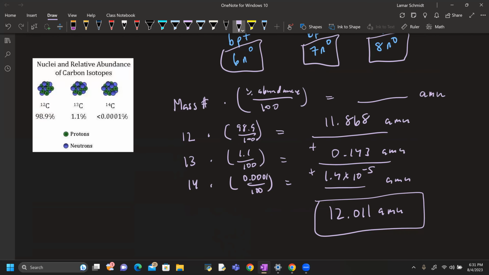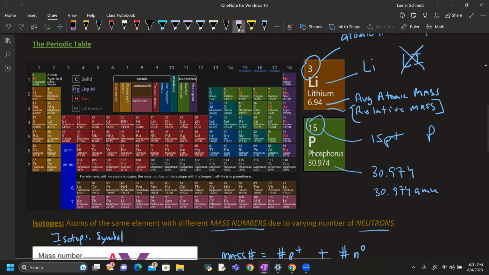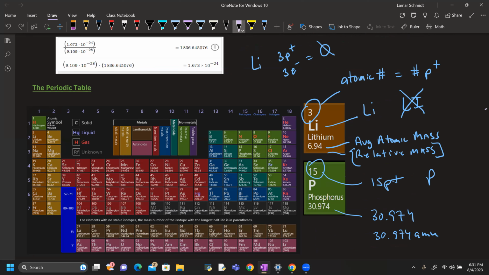Now, you may notice on the periodic table, that value is the same. However, it doesn't have a unit. It's unitless. And so very technically, the value on the periodic table is the relative mass. Now we say, well, what does it mean to be a relative mass? Well, when you have a relative mass, you're relating the mass of one atom to the mass of another atom. That's why we call it the relative mass. They're related somehow, and they're related by mass.